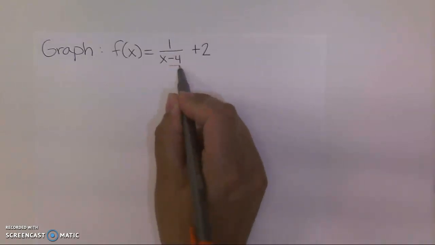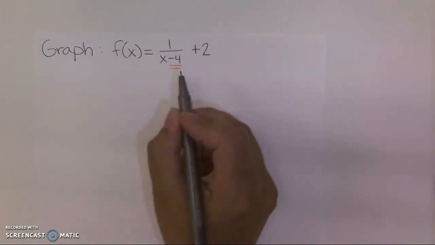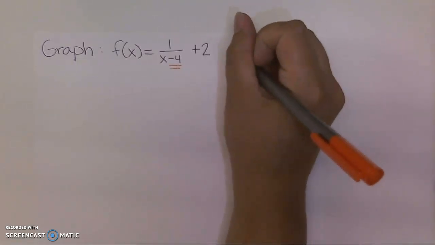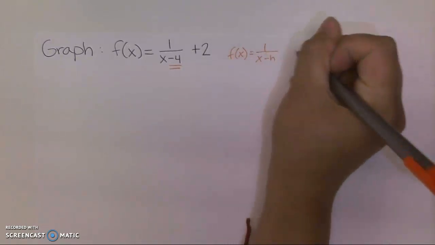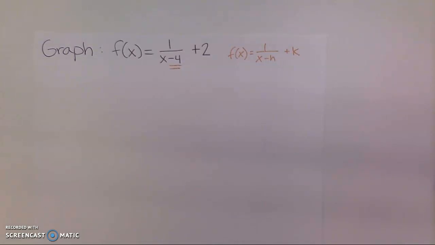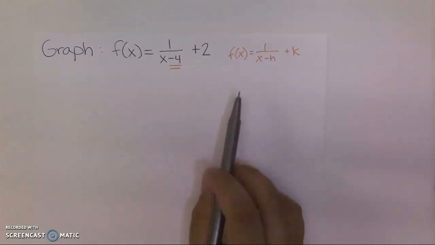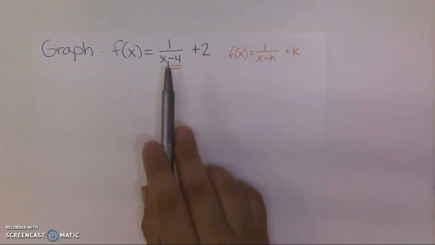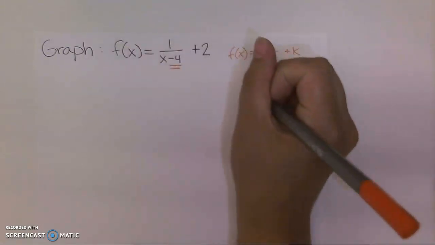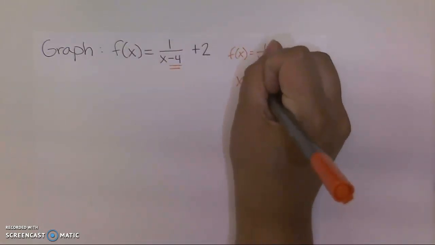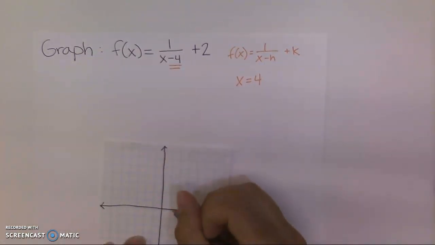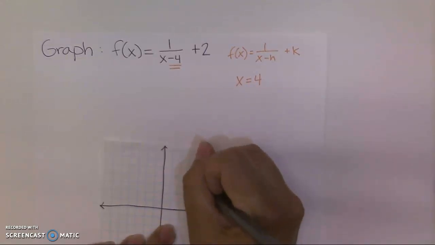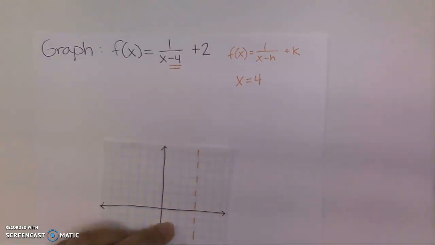So the first line is going to be based on this number right here. And it's going to be the opposite of that number because the standard form for a rational expression is that. So f of x equals 1 over x minus h and then plus k. So in the formula, we already have the minus. So again, it's the opposite sign there. So our first asymptote is going to be x equals 4. So x equals 4 is a vertical line on 4. 1, 2, 3, 4. So I'm going to draw a dotted line on x equals 4.